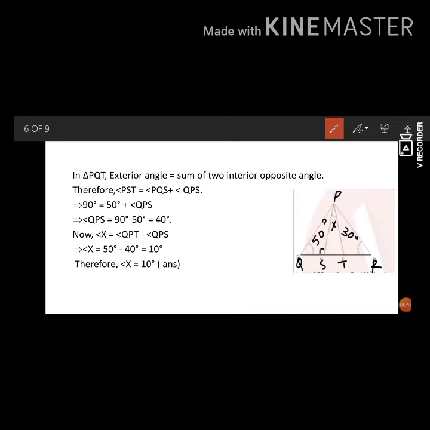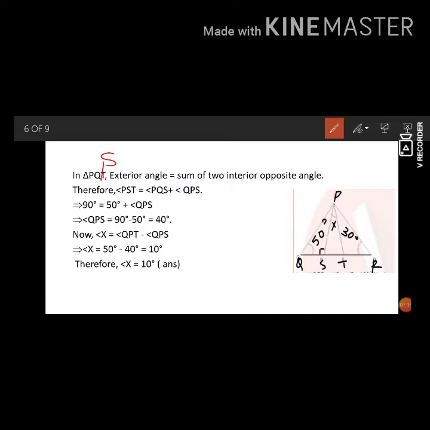Now we will consider the triangle QPT. Sorry, it will be QPS. Now we will consider the triangle QPS. Here the exterior angle is equal to the sum of the two interior opposite angles. That means PST is the exterior angle of QPS, and the two interior opposite angles are angle PQS and QPS. So angle 50 and angle QPS are our two interior angles opposite to the exterior angle PST.